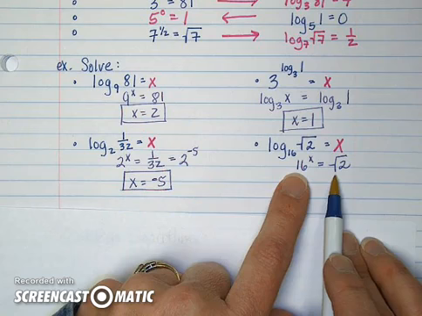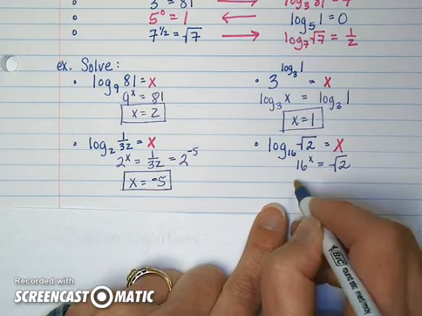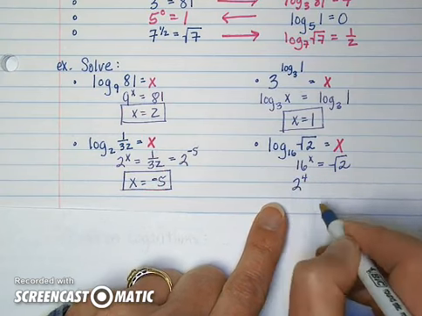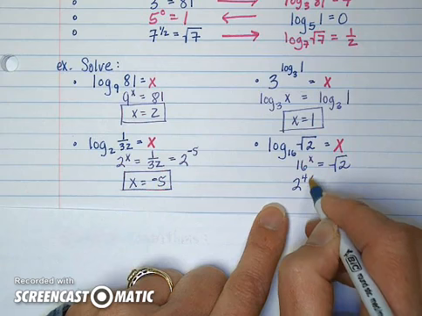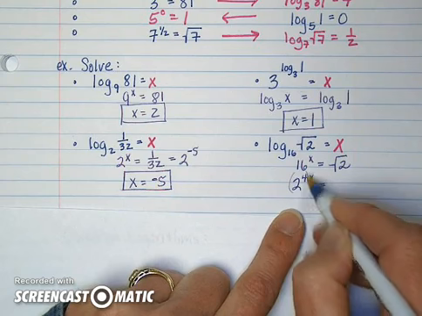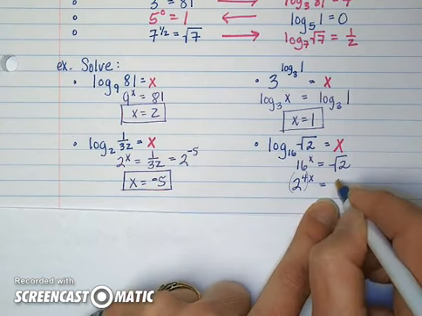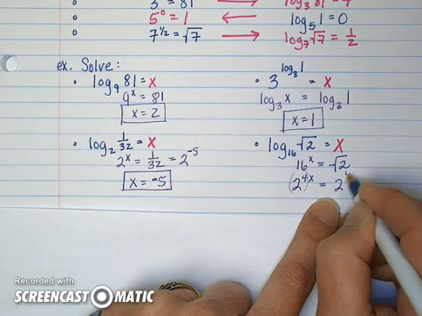So 2 to the 4th is equal to 16. So that's 2 to the 4th, and then x equals, right, because this part is 16. And then I can rewrite this as 2 to the 1/2. It's a square root.